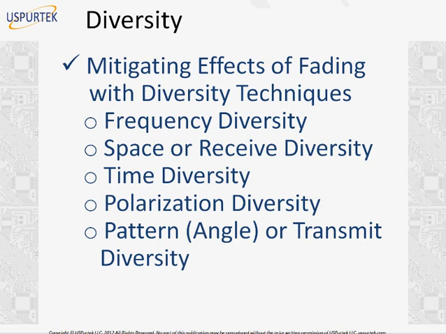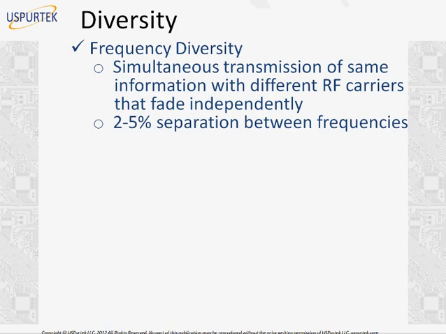Having considered that, now let us see how we can use diversity techniques to mitigate the effects of fading that we have just seen. There are 5 different techniques that can be used: frequency diversity, space or receive diversity, time diversity, polarization diversity, and pattern, also called angle or transmit diversity. Now we'll see in detail how all these different techniques can be used to mitigate the effects of fading and inter-symbol interference. Okay.